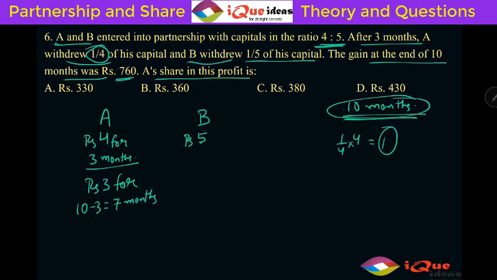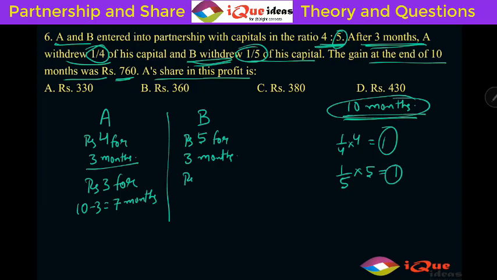Right? Similarly, B. B initially invested 5 rupees. Right? For 3 months, he was also there with his 5 rupees. So this 5 rupees was for 3 months. Then what happened? After 3 months, B also has withdrawn 1/5 of his capital. So 1/5 of 5 is equal to 1. So out of 5 rupees, he has taken out 1 rupee. That means the remaining 5 minus 1 will be 4 rupees. Now this 4 rupees is invested for the remaining duration. What is the remaining duration? Out of 10 months, 3 months are gone. So 7 months, right?